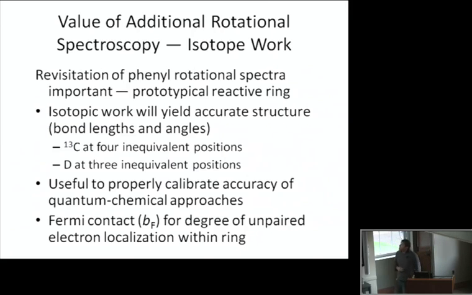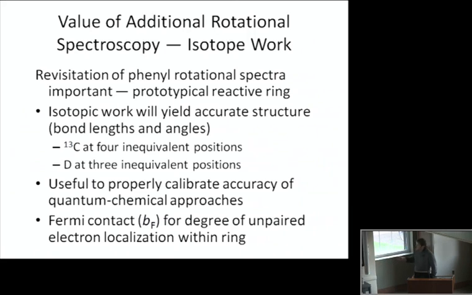Now, why revisit work that's already been done? Well, initially, the only isotopic work was that of the fully deuterated. And of course, this isn't enough to actually obtain a very accurate structure. This is a prototypical reactive ring, and the isotopic work will yield an accurate structure, giving you the bond lengths and angles. To do this, we determined that we'd like to do the 13C. There are 4 inequivalent positions: ortho, meta, para, and then the radical position. And for the deuterated, there are 3 inequivalent positions: ortho, meta, and para.